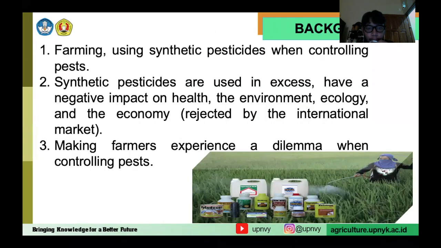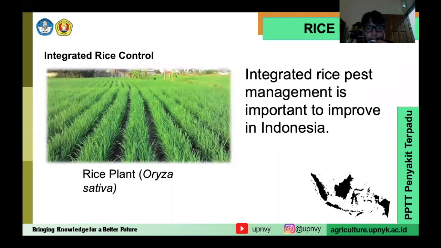Background: farming using synthetic pesticide when controlling pests. Synthetic pesticides used in excess have a negative impact on health, the environment, ecology, and the economy, making farmers experience a dilemma when controlling pests. Rice plant integrated control. Integrated rice pest management is important to improve in Indonesia.